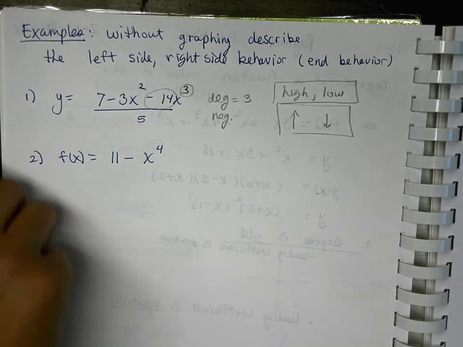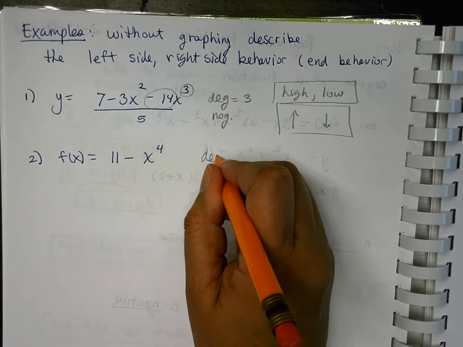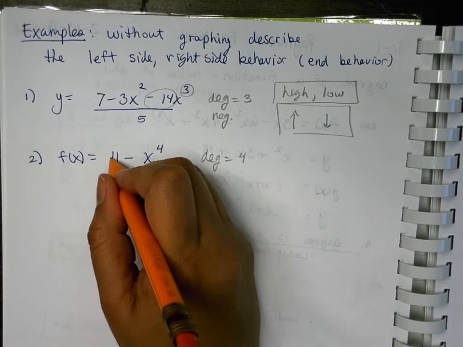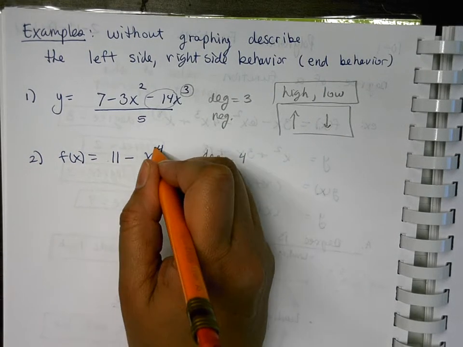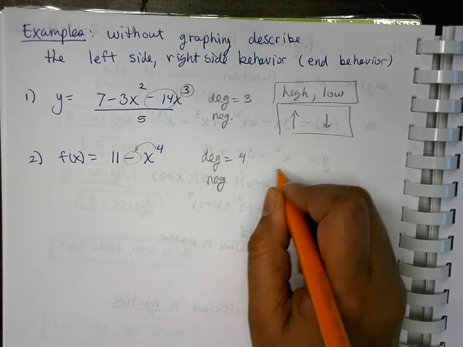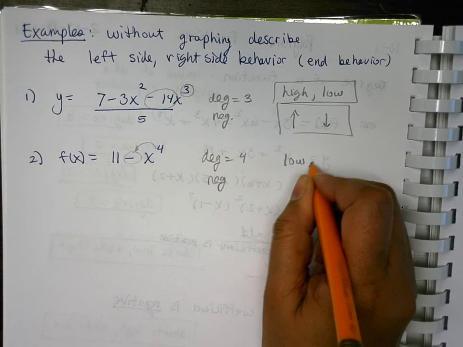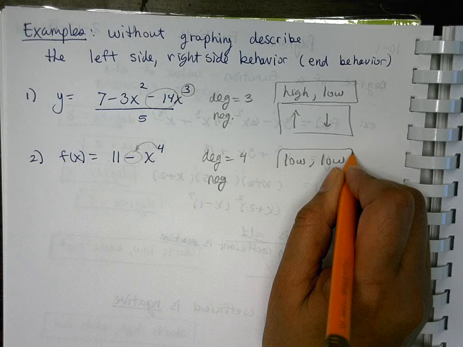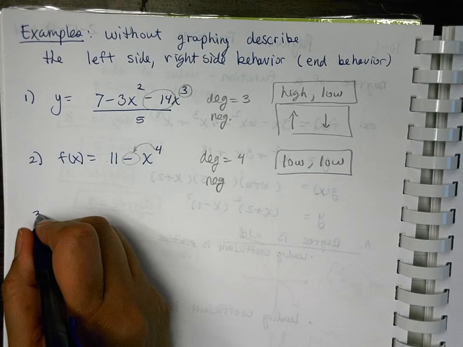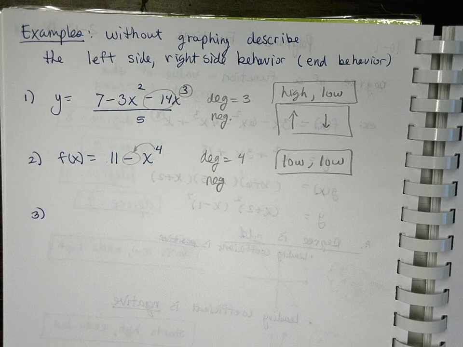What's the degree? So that's even. So it's either going to be high, high, or low, low. Leading coefficient is the positive 11 or the negative 1. So it is negative. So it's what? Low, low. And again, if you use your arrows, that is perfectly fine. Number 3.